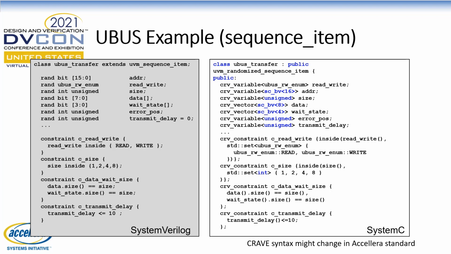On the left-hand side, you see how it looks in SystemVerilog. Also, the constraint syntax is quite similar. You can see we are supporting enums for randomization, and we are also supporting vectors for randomization. So it is possible to port over the SystemVerilog example in a readable way to SystemC and CRAVE for SystemC.